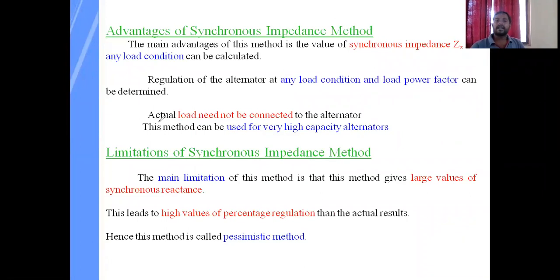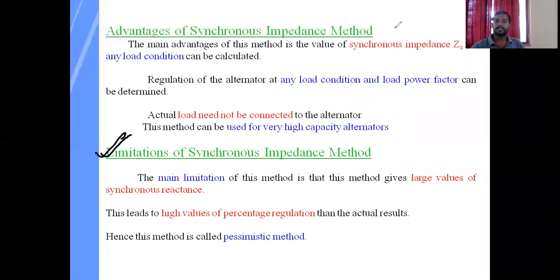Next one is actual load need not be connected to the alternator. So no need to connect the load. So this method can be used for very high capacity alternators.